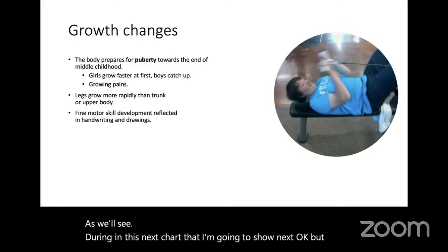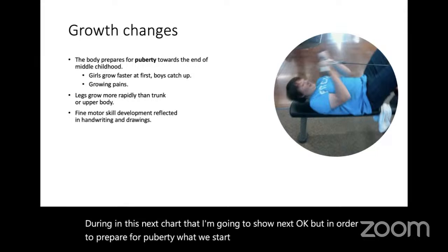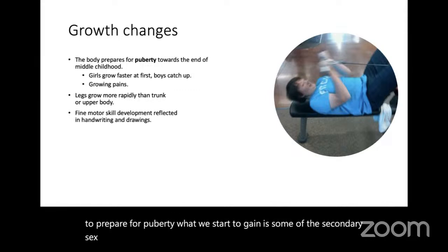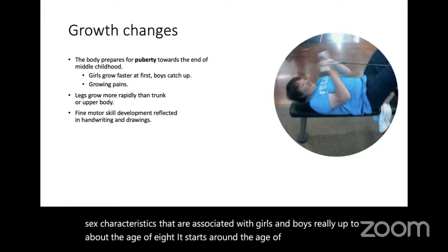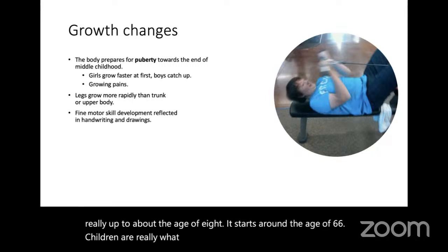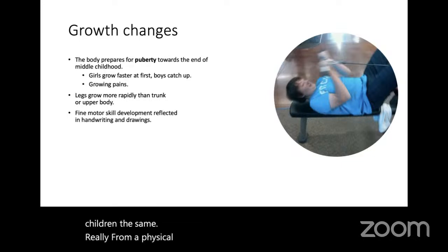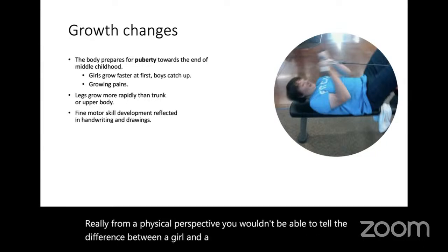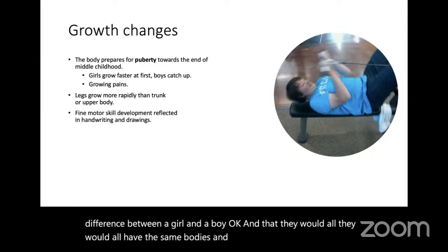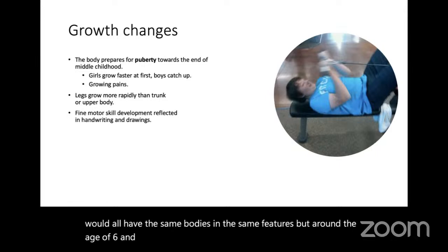Okay, but in order to prepare for puberty, what we start to gain is some of the secondary sex characteristics that are associated with girls and boys. Really up to about the age of 8, it starts around the age of six, children are what we would call androgynous, okay? Meaning that if we didn't socialize our children into boys and girls, if we dressed our children the same, really from a physical perspective, you wouldn't be able to tell the difference between a girl and a boy, okay? In that they would all have the same bodies and the same features. But around the age of 6, and especially around the age of 8, we start to get the differentiation and being able to tell the difference between who are physiologically boys and who are physiologically girls, okay?